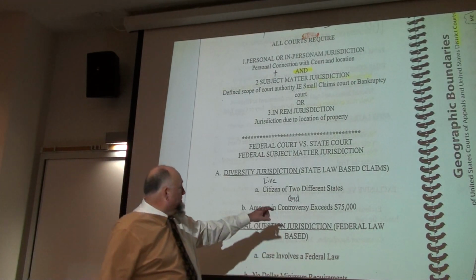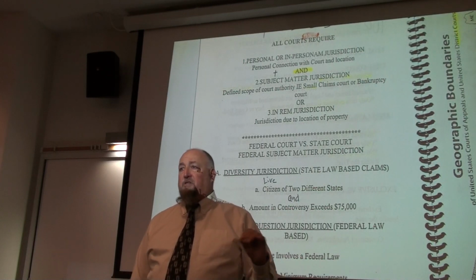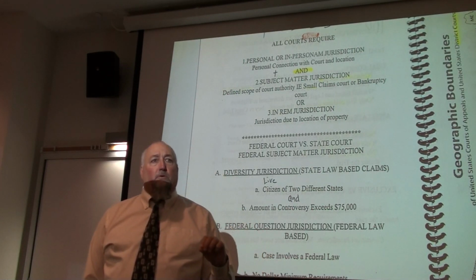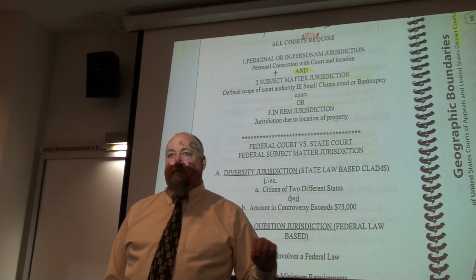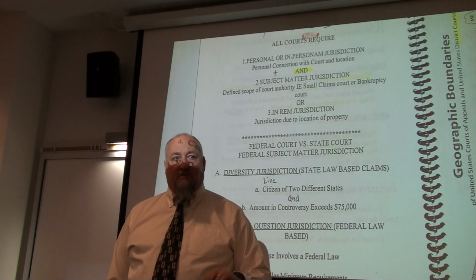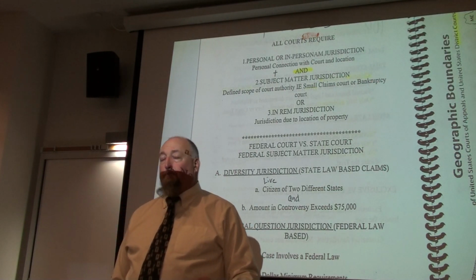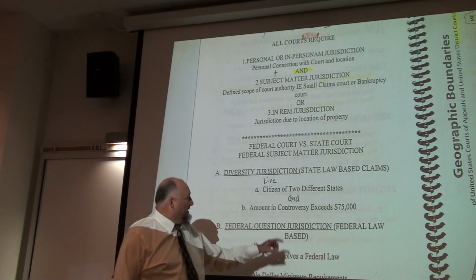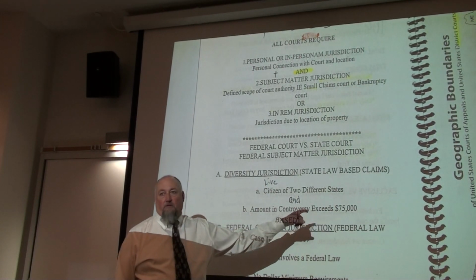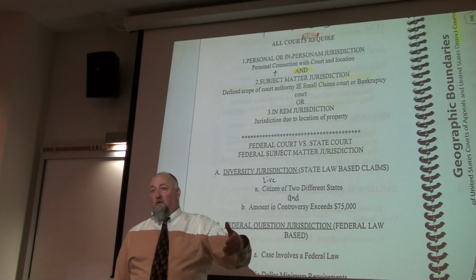Letter A is diversity jurisdiction. Diversity in this context refers to the parties living in 2 different states. They cannot live in the same state if the lawsuit is based on state law. In addition, you have to show that the value of the lawsuit exceeds $75,000. Got to have both of those. That's if it's a state law-based case.